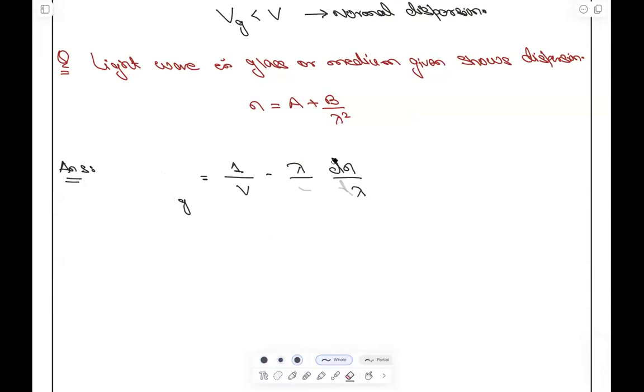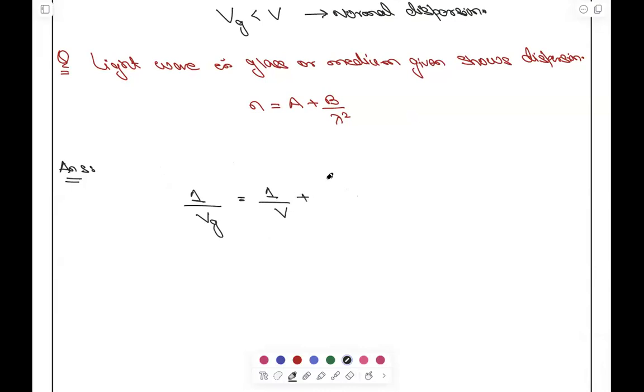तो हमने क्या निकाला है? जो निकाला है बताओ। 1 by vg, tell me everyone: 1 by v plus f by c dn by df, dn by df, ठीक है? Put the values.